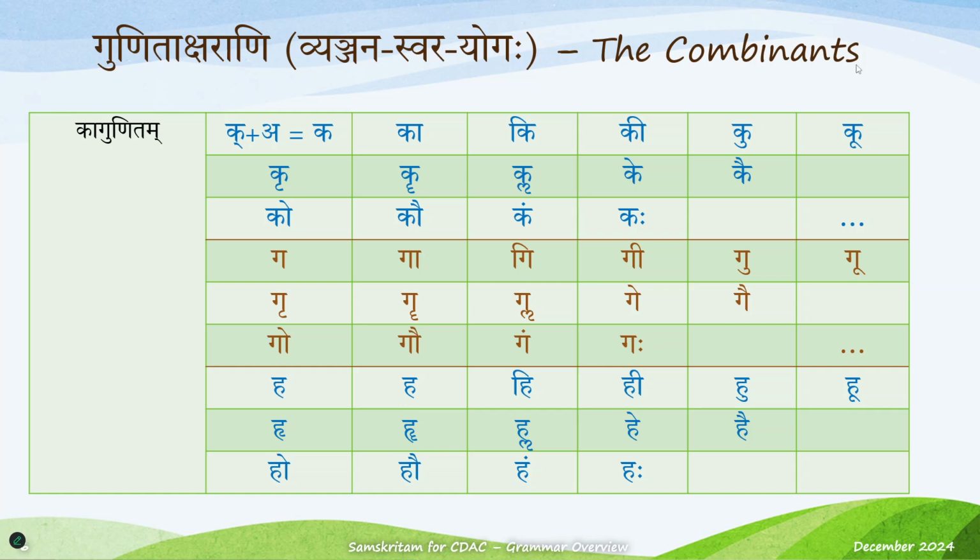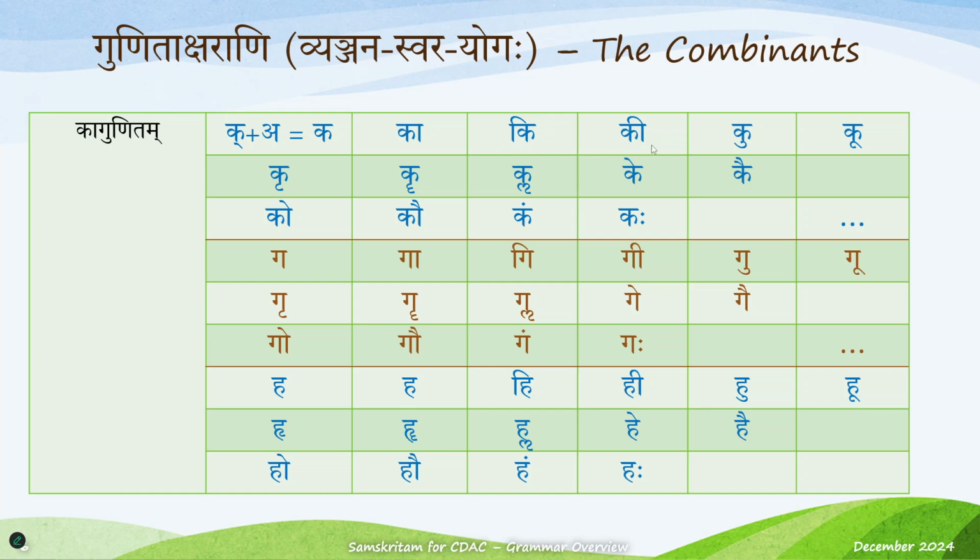So combinants is the technical term in the syllable grammar explanations of Samskritam. Okay. Ka gunitam, we call it ka gunita. So k plus a is ka, k plus e is ki. But remember, ki will not have all 18 variants. It will have the hrasva column variants.